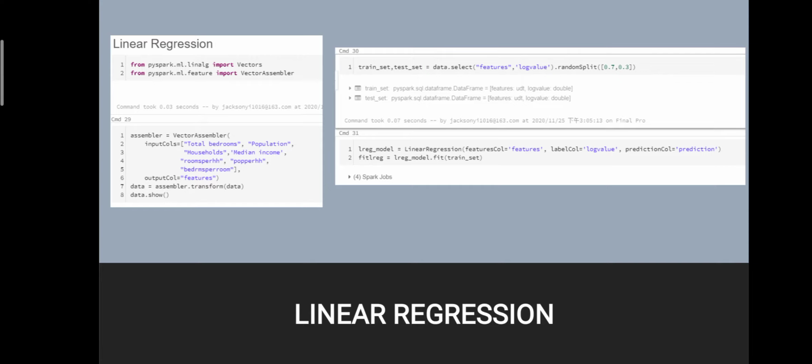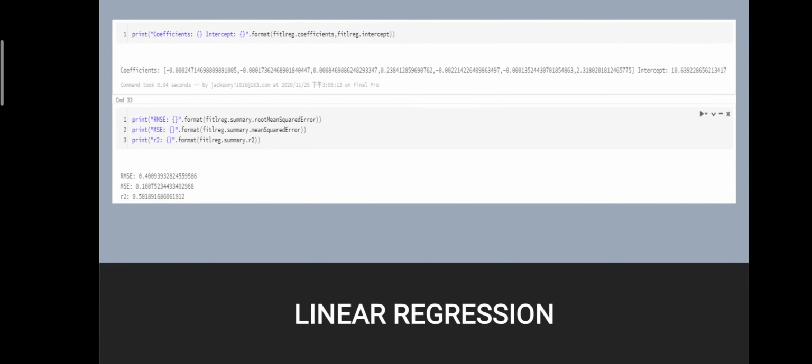The first model must be linear regression since our variables are all numerical. We set a features column using 7 meaningful variables, and then split the dataset into training and testing data to fit the model. Here we check the coefficients first. The number of bedrooms per room has a stronger positive effect on the house value than others. The mean squared error is about 0.16, which is not bad but should be smaller if possible. And the R squared is about 0.5, which means only half of the variance can be explained by the model.